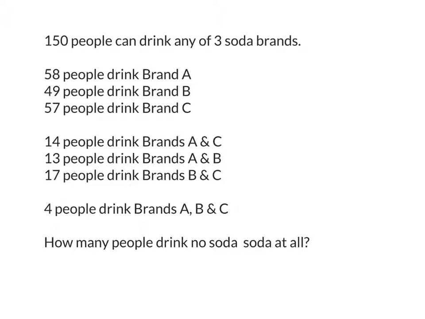Here I want to look at a problem that might cover a couple topics that could show up in Event C during Meet 5. The problem has 150 people in total, who can drink any of 3 brands of soda. There's 58 people who drink brand A, 49 people drink brand B, 57 people drink brand C. Then 14 drink A and C, 13 prefer A and B, and 17 prefer B and C. And there's 4 people that drink all of A, B, and C. The question is, how many people drink no soda at all?